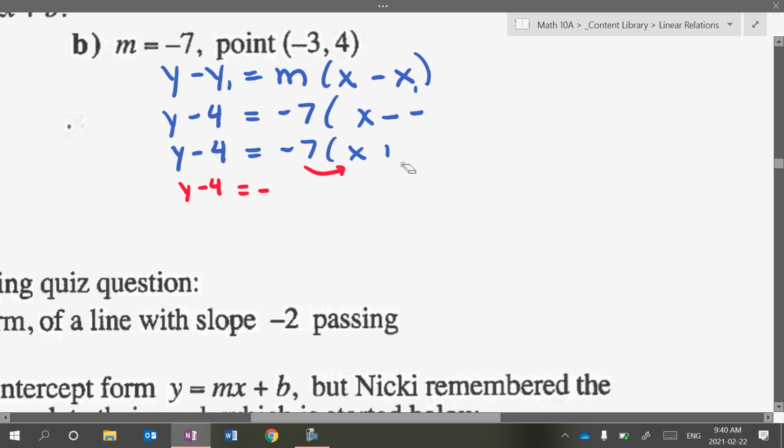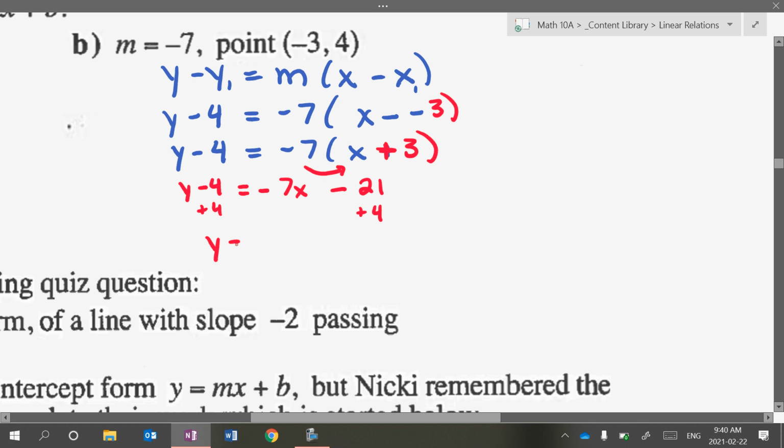At least I kept the negative sign though. That's a 3, so then it becomes x plus 3. Thank you. So I get -7 times x, that gives me -7x. -7 times a positive 3 gives us back to a -21. Now I have to add 4 to both sides.